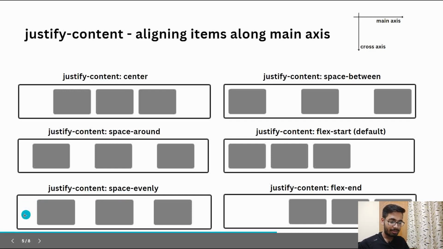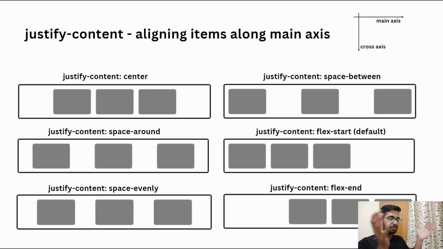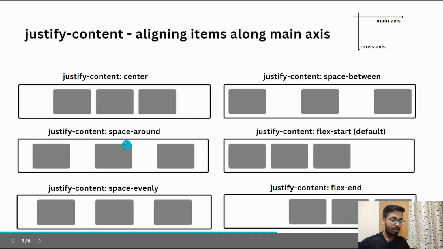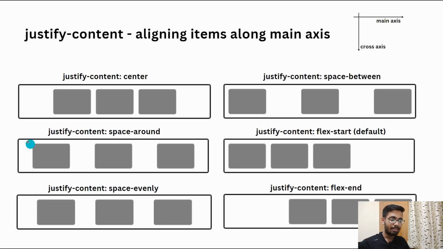So this space, this one and this one, these 4 spaces are equal. All the space has been taken out and inserted evenly in between these containers. In space around, the space around the flex item was equal. This space is not equal to this space, it is only equal to half of that space. That is, only the space around this flex item is equal.